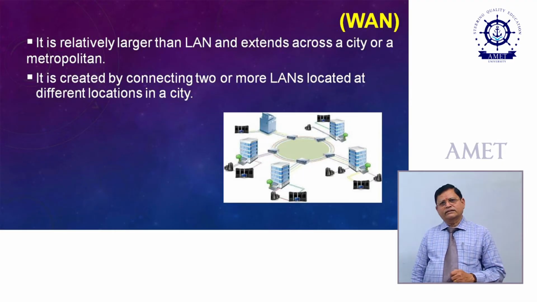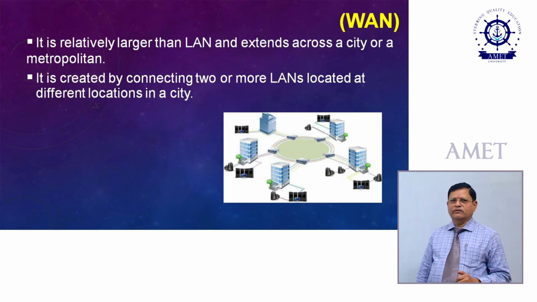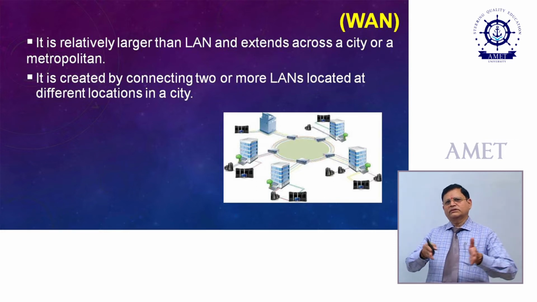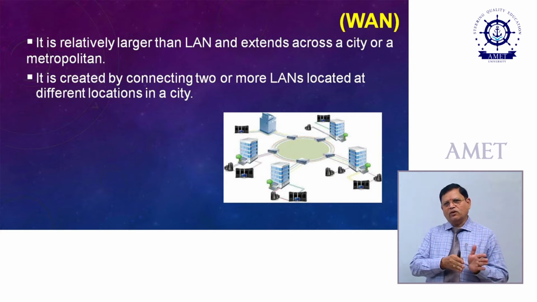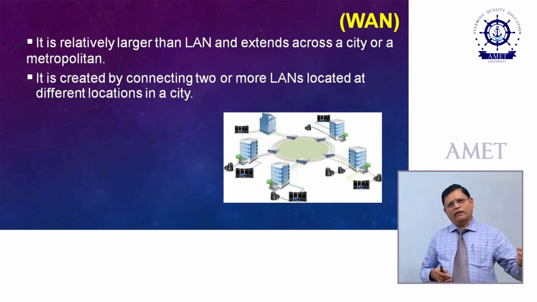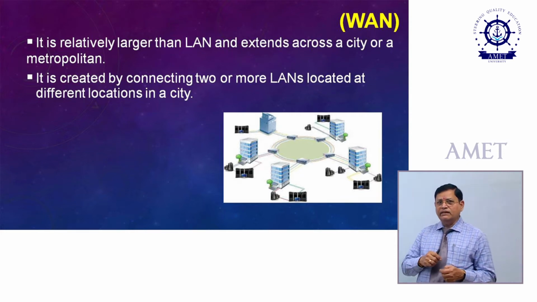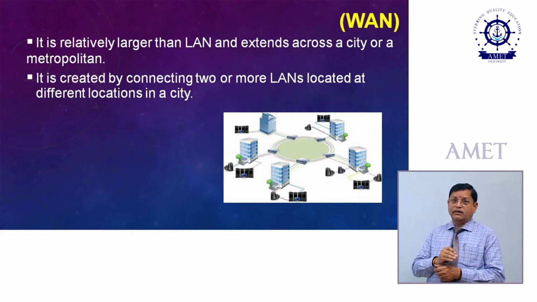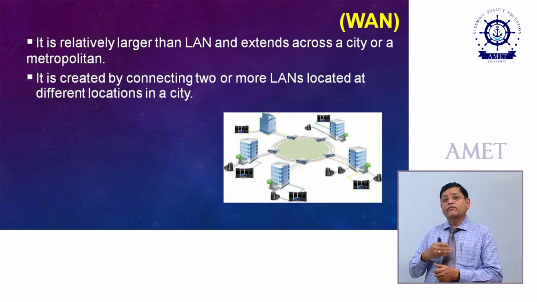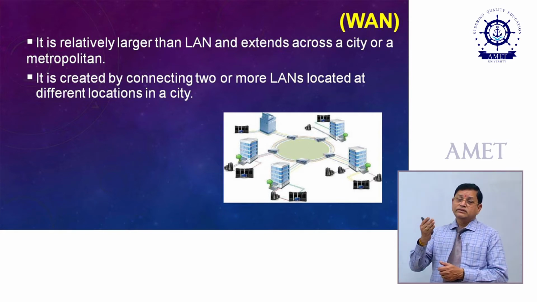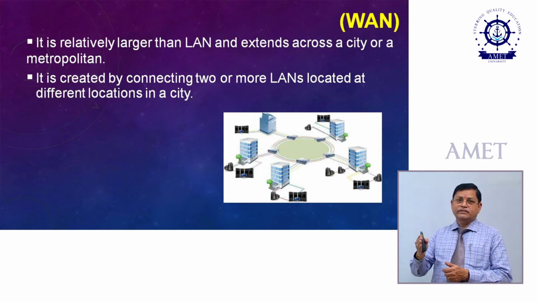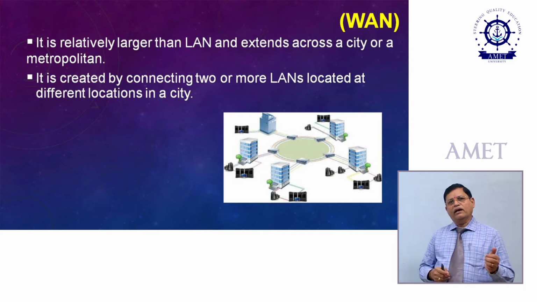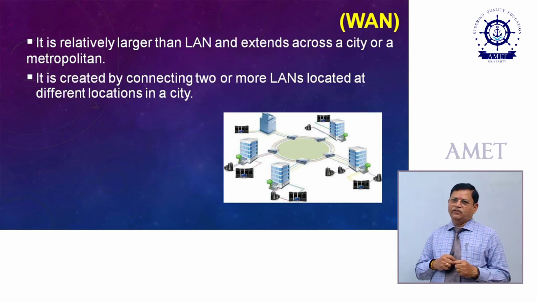So, what is a WAN? WAN we call a wide area network. It is a superset of your LAN. The basic one is LAN. When the LAN spreads across the campus, we call it a campus area network. When the LAN spreads across different cities, different towns, different places, different capitals, different countries, then we call it a wide area network. So, a good example of a wide area network is your internet.